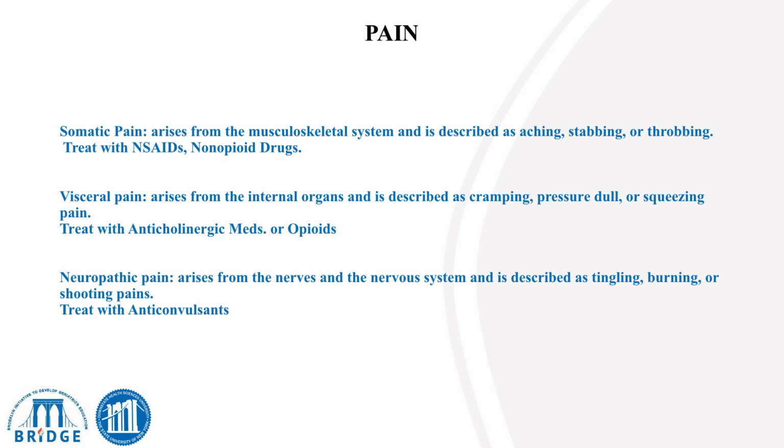Treatment is usually NSAIDs, non-opioid drugs. Visceral pain arises from internal organs and described as cramping, pressure, dull, or squeezing pains. Treat with anticholinergic meds or opioids. Then there is a neuropathic pain arises from the nerves and nervous system. It is described as tingling, burning, or shooting pain. These are usually treated with anticonvulsants.